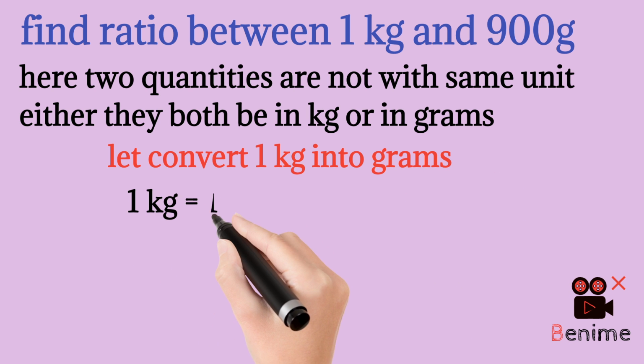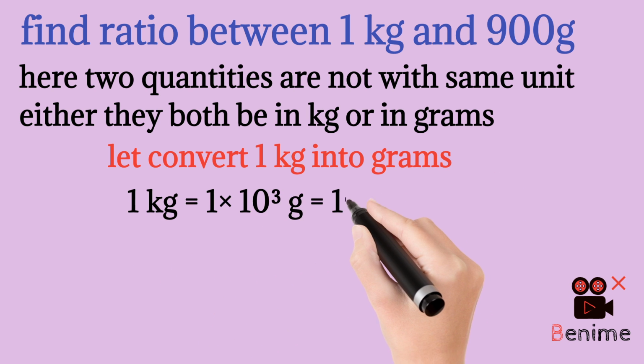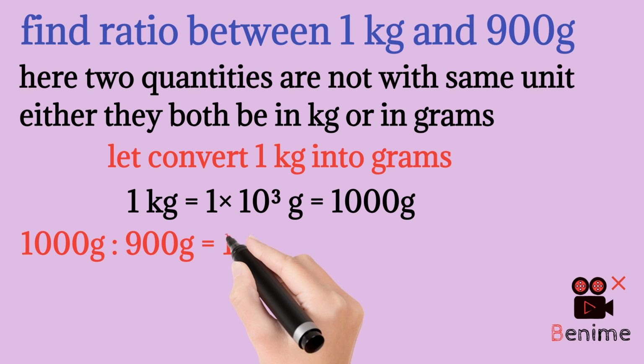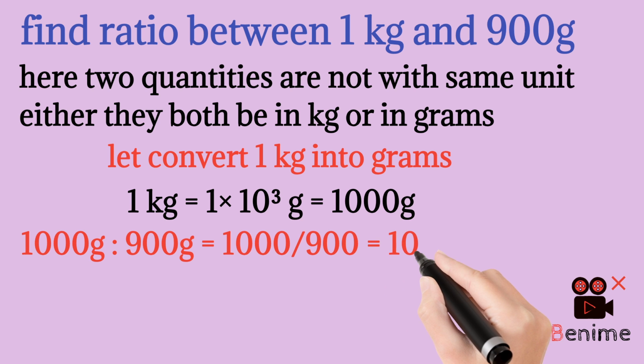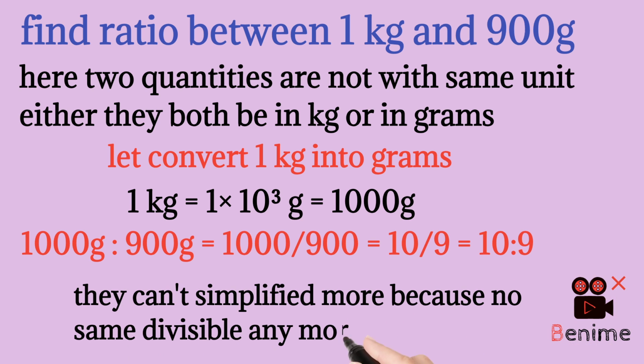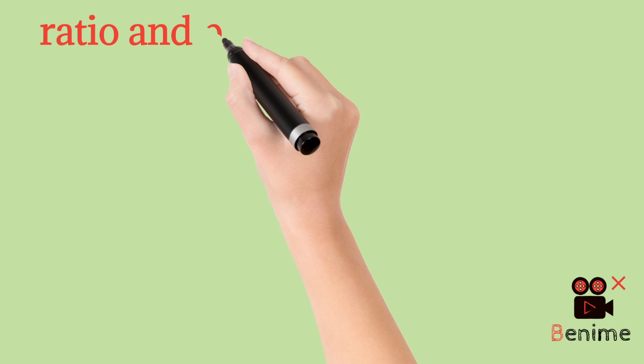When quantities are not in the same units, we convert them into the same unit to obtain the ratio, as in the example where 1 kilogram and 900 grams are given. First convert 1 kilogram into grams, which is 1000 grams, and then dividing both quantities we get 10:9. Ratio can be simplified only if both numbers are divisible by the same number.